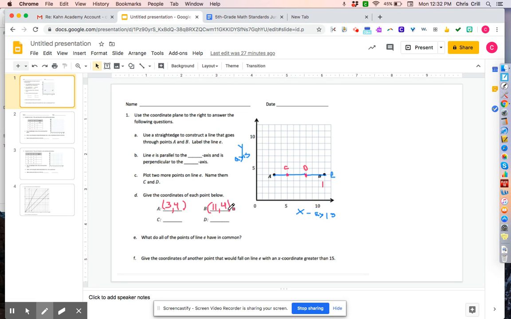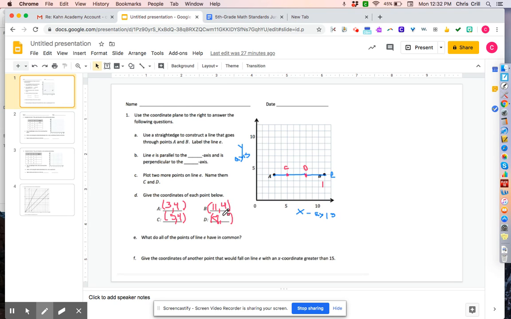Now your coordinates for C and D may be a little different than mine, depending on where you plotted them. I'm going to make sure I'm counting this carefully. 1, 2, 3, 4, 5, 4. Are you noticing a pattern here? Because that's the point of this work. We're looking for patterns in our coordinates. Hopefully you're noticing something. D would be 5, 6, 7, 8, 4.